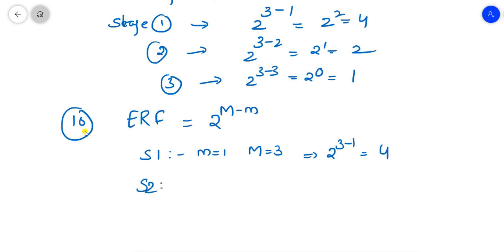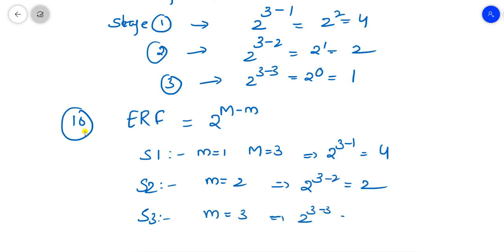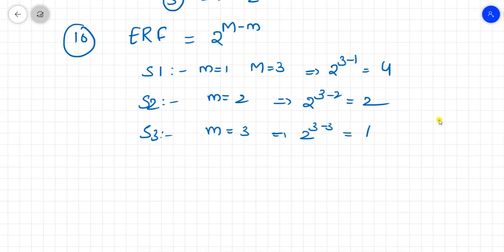For stage 2, m value is equal to 2, so the exponential repeat factor ERF is equal to 2 power 3 minus 2, that is equal to 2 only. So the twiddle factor is repeated 2 times. For stage 3, m value is equal to 3, so 2 power 3 minus 3, that is equal to 2 power 0, that is 1. So the exponential repeat factor is 1, which is repeated only a single time. Okay, so these are the 10 steps.